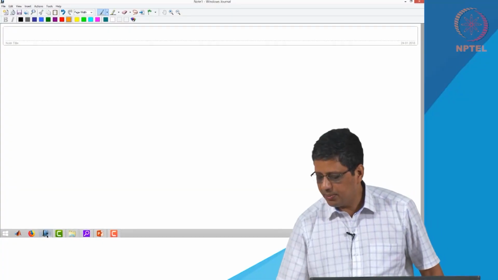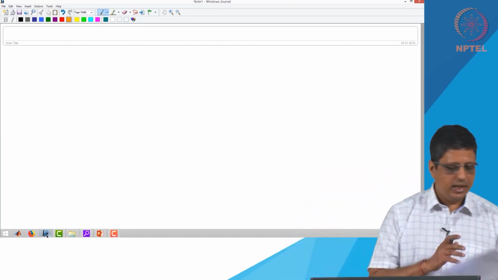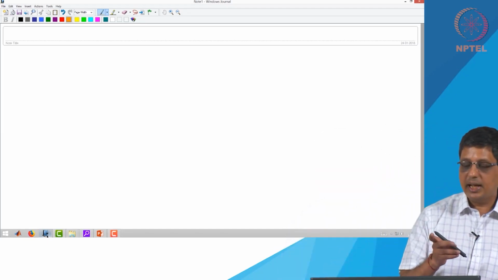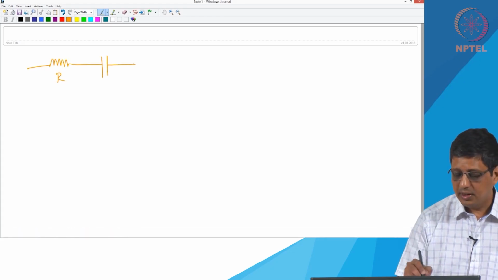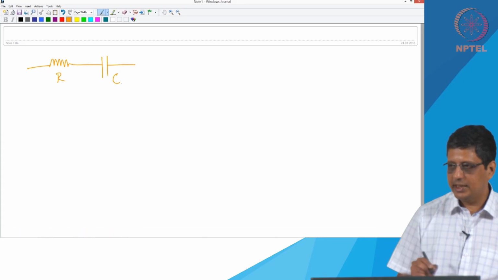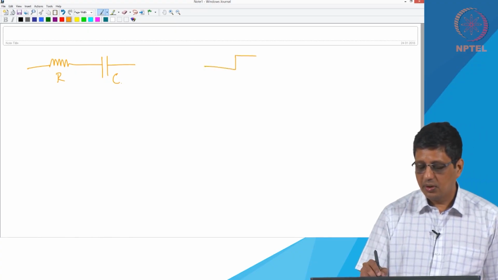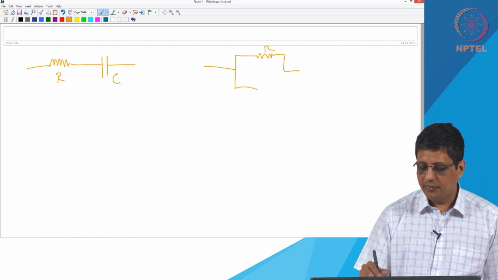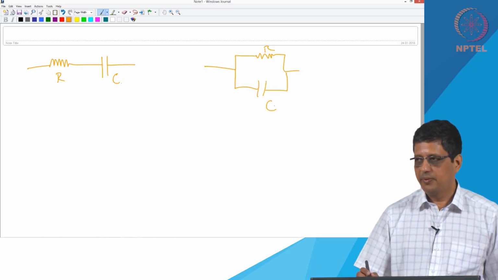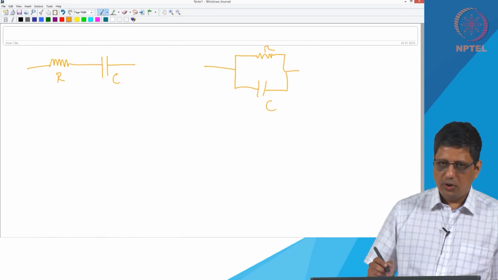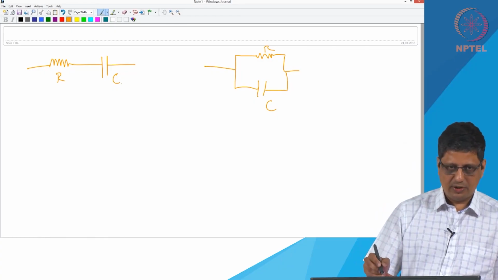Now, I want to give you an example where you can actually derive the values and get a better idea. For a case where you have a resistor here and a capacitor here, this is one example. You have a resistor here and a capacitor here, this is the second example. If you look at the second example, it is actually simpler to solve.